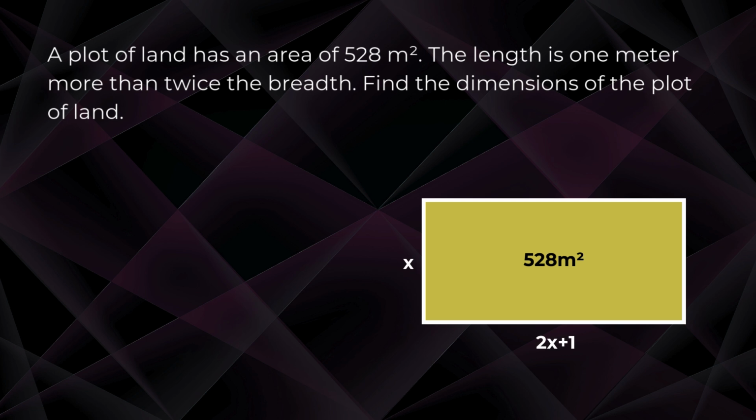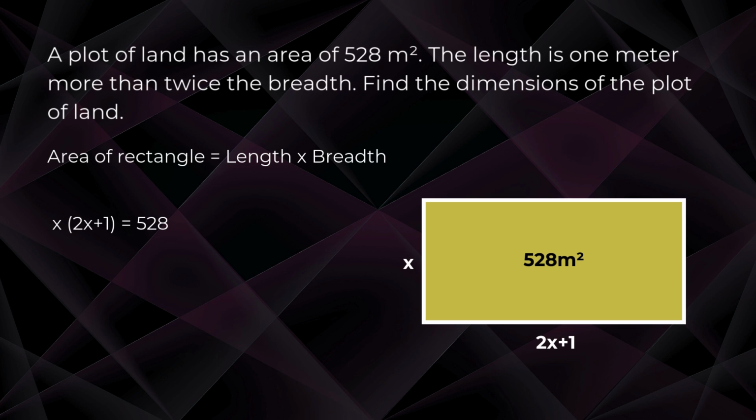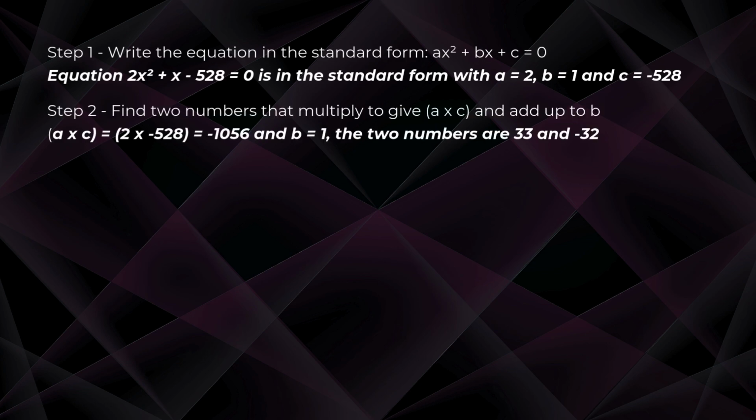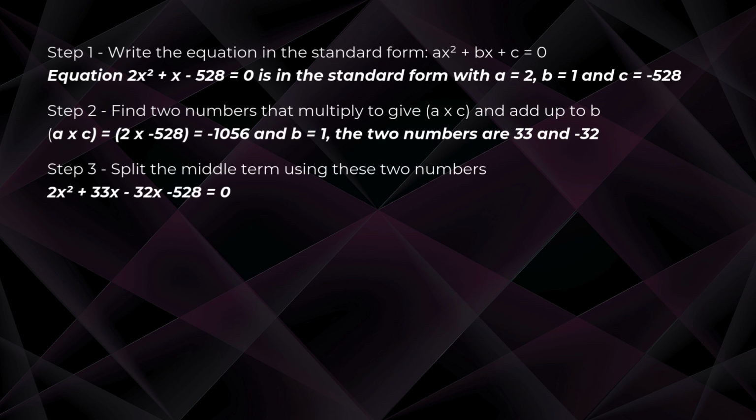Therefore, using area of rectangle is equal to length into breadth, we get x into 2x plus 1 equal to 528. Rewriting this equation in the standard form of a quadratic equation, we get 2x squared plus x minus 528 is equal to 0. We can solve the quadratic equation 2x squared plus x minus 528 equal to 0 using the factorization method that we discussed earlier.